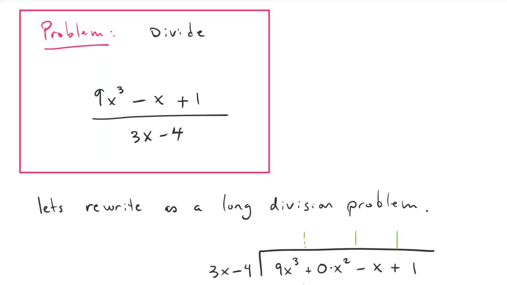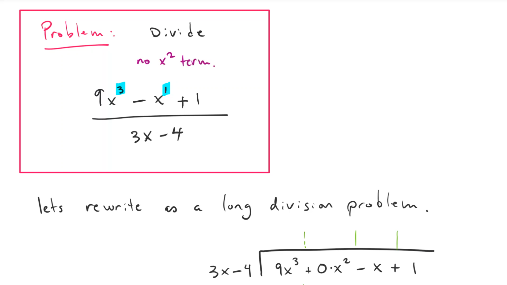Today we're going to talk about another classic topic in algebra, which is long division of polynomials. There's something special about this specific problem. It is missing a term. What I mean is, in the numerator here we have a cubed term, and the next term down has a power of 1. So we can see that there is no x squared term.